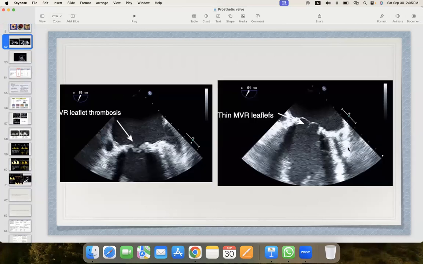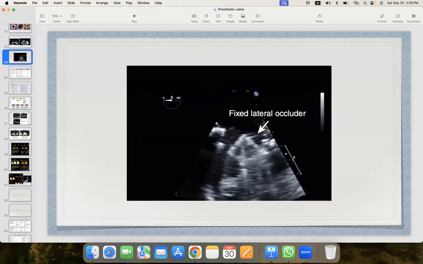This is how the bioprosthetic mitral valve looks in the TEE. You will see that the leaflet is very thin, and it's clear that it's a healthy leaflet. On the other hand, here you will see that the patient has thrombosis in the leaflet itself, and it's thick and thrombotic. Here is a patient with a bileaflet valve, and you will see that only one occluder is opening. The other leaflet is not opening; it's stuck. This could be secondary to either thrombosis or pannus formation. Both can cause a stuck valve. Usually in the mitral valve, it will be stuck in the closed position, so it will cause stenosis.